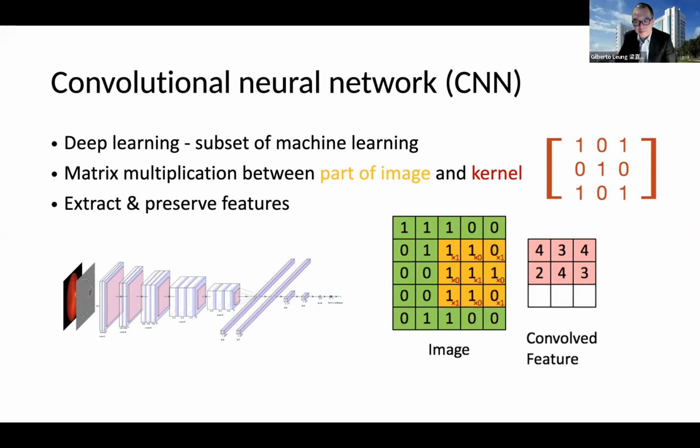So convolution is the matrix multiplication between a part of the image as shown in the yellow boxes and a kernel as shown in the right upper corner. So this process extracts and preserves features of the images. And in real world application, we would have CNNs that are made up of layers after layers and blocks after blocks.